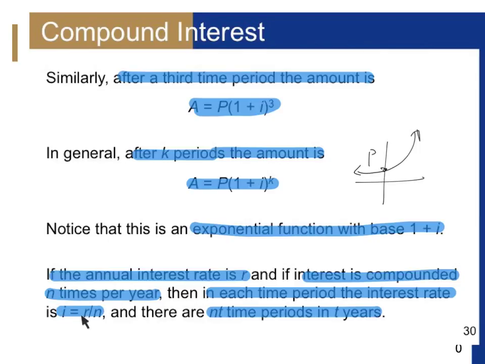So we're going to take our interest rate R and divide it by how many times per year we do it. If n is 2, we divide our interest rate by 2. So we're going to do half the interest every 6 months, or 1/4 of the interest every 3 months, or 1/12 of the interest every month. So we're going to look at that periodic interest now.